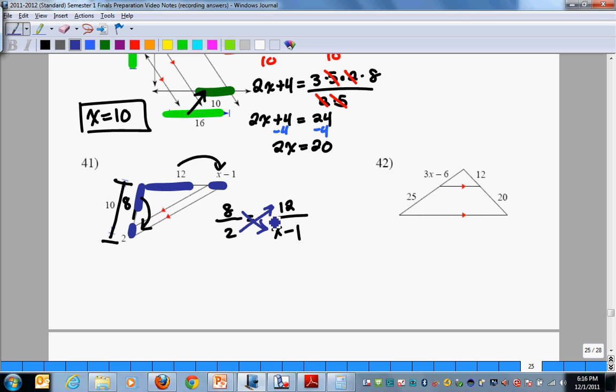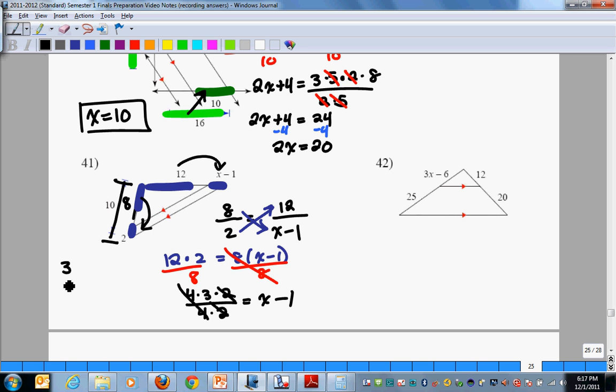Cross multiply. 12 times 2 equals 8 parentheses x minus 1. We're going to factor on the left. This is 2. Four times 3 times 2 over 4 times 2 at the bottom, x minus 1. 4's cancel. 2's cancel. So I have 3 equals x minus 1. We're going to add 1 to both sides. 4 equals x.